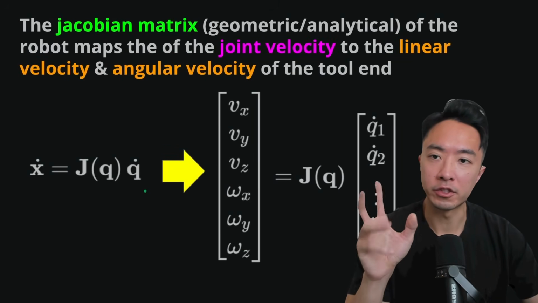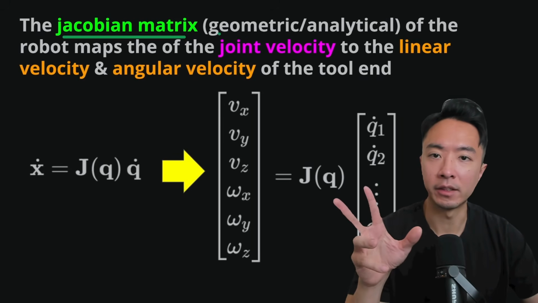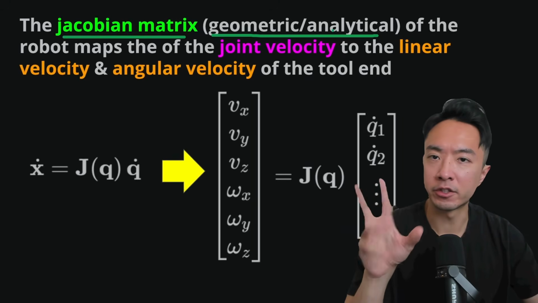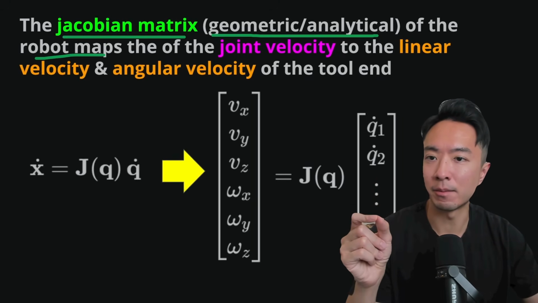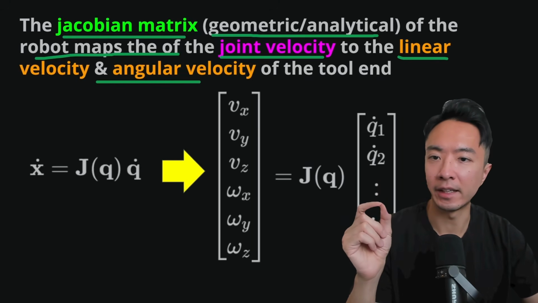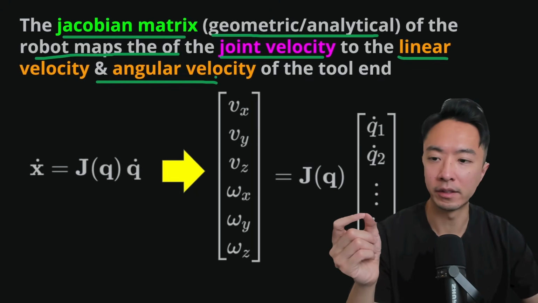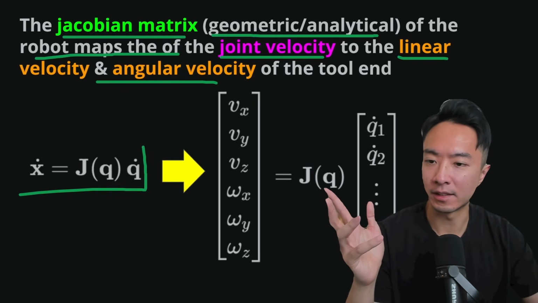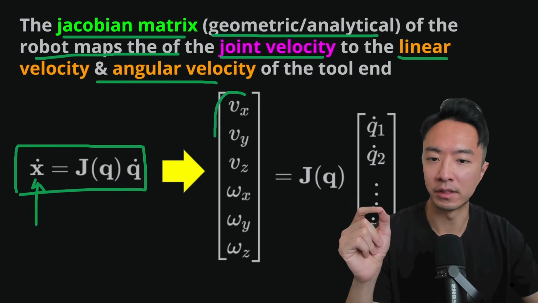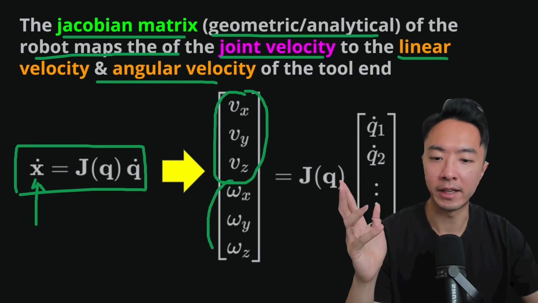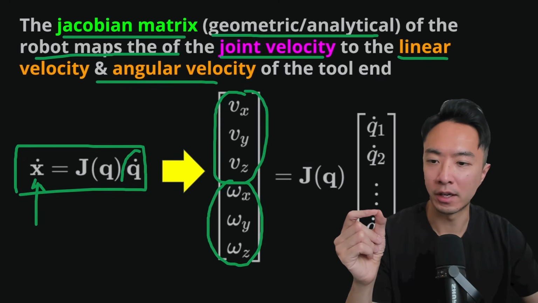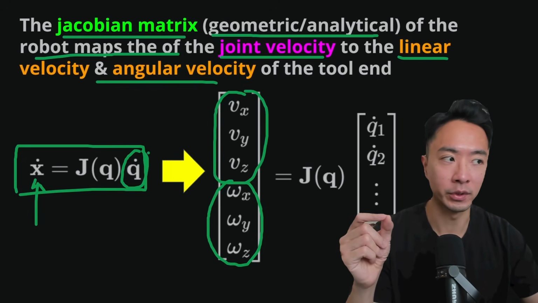Okay, so what is the Jacobian matrix? Again, we're going to be talking about the geometric and analytical version. What the Jacobian matrix does is it maps the joint velocities of your robot to the linear and angular velocities of the tool end. Mathematically, you're going to see it as this expression. Here x dot refers to the linear part, as well as the angular part, of the tool end of your robot. And q dot is the vector of joint velocities.